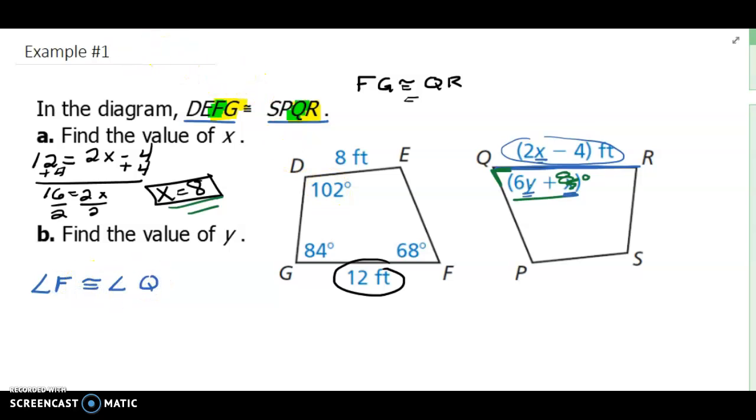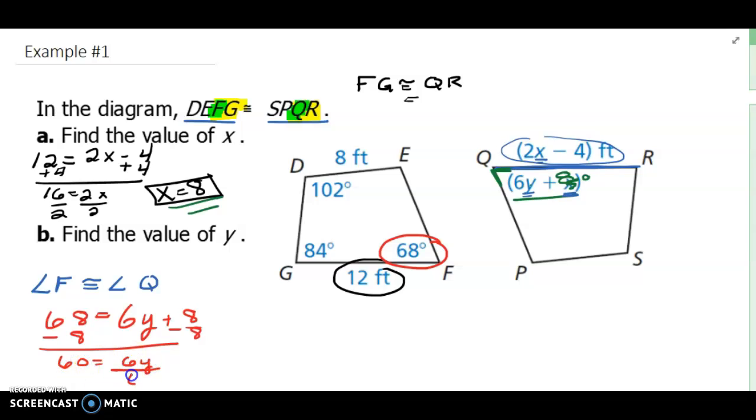Okay, now if I go and look at angle F, oh look here, I know the measure of angle F, so I can say 68 is equal to angle Q, which is 6y plus 8. And once again, now we just have simple algebra. So 60 equals 6y, divided by 6. My y is 10.